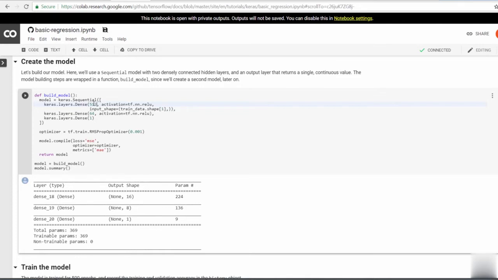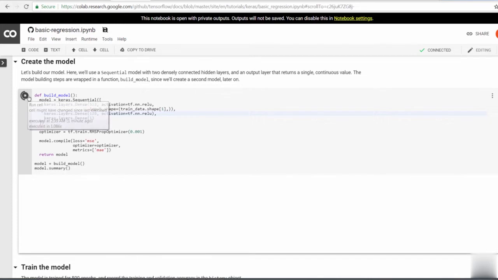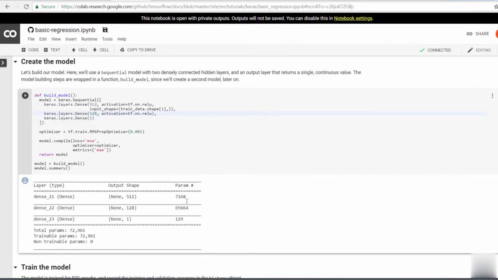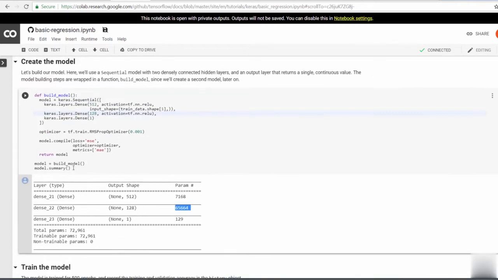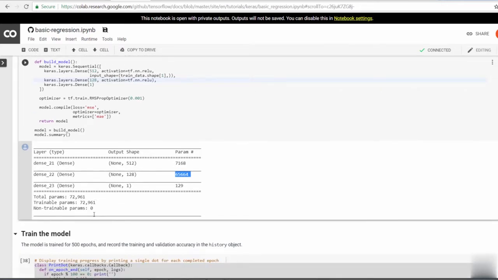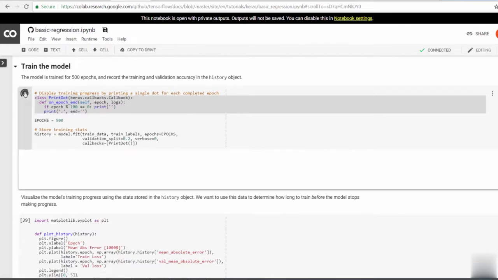So I want to have 512 neurons on the first layer, 128 in the second layer, and I'm not going to touch the third, as this is how it's supposed to be. And let's compile this. So as you can see, the number of parameters has significantly increased. So you now have 72,000 parameters. So as you can notice, as you increase the density, this has a significant impact on the number of parameters. Okay, let's go ahead and train this model now.